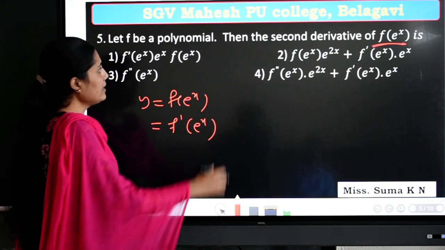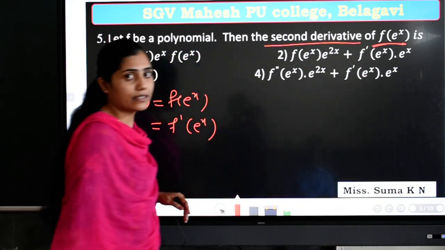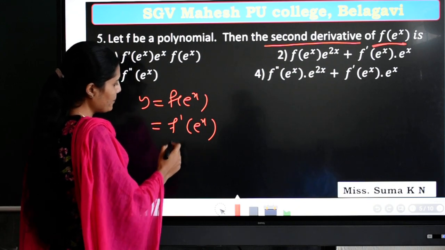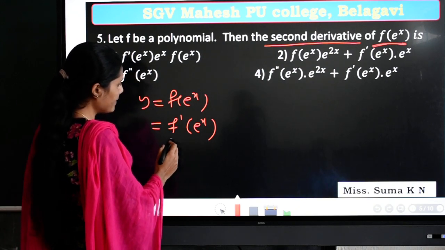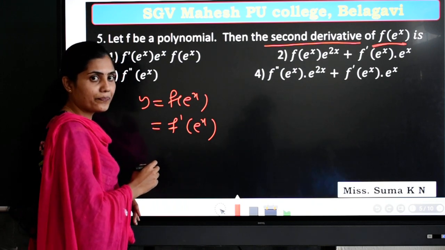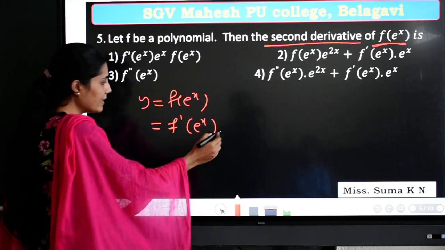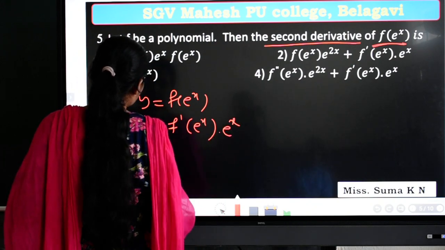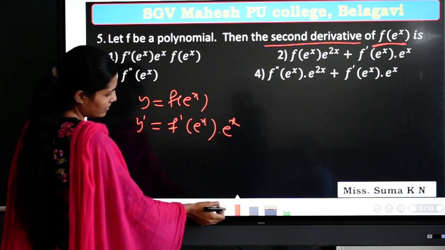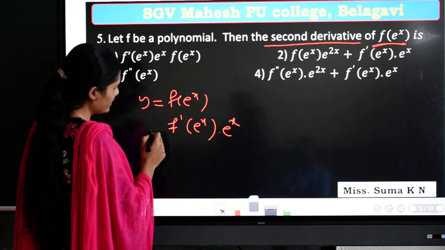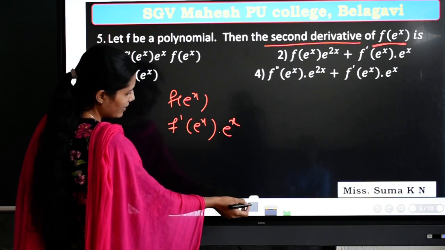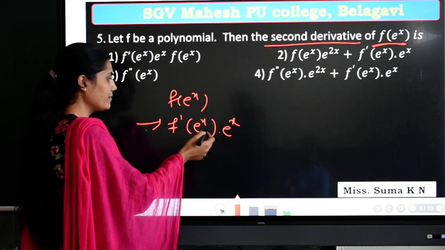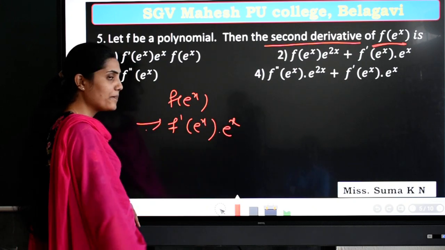They are asking the second derivative. The second derivative means this is the first derivative, and another time you differentiate. No need to take this one; directly differentiate the given question only. f of e power x differentiation is f dash of e power x into e power x differentiation, which is e power x.